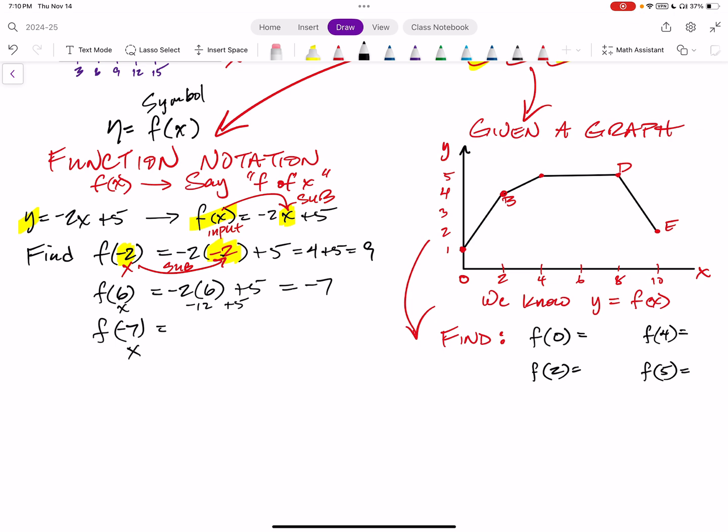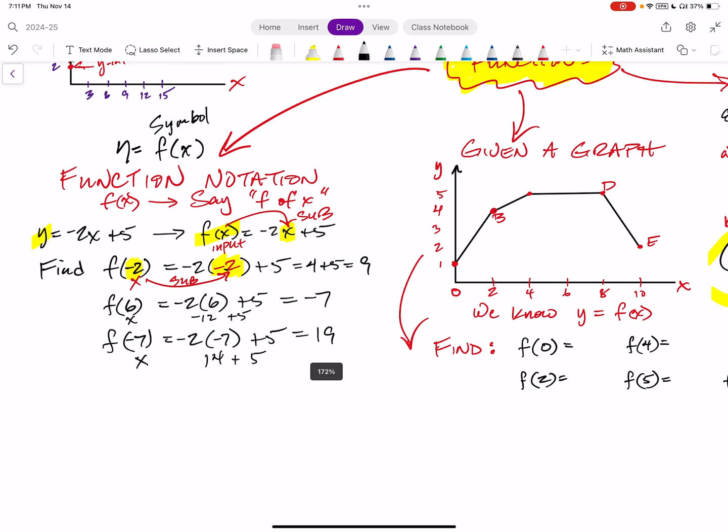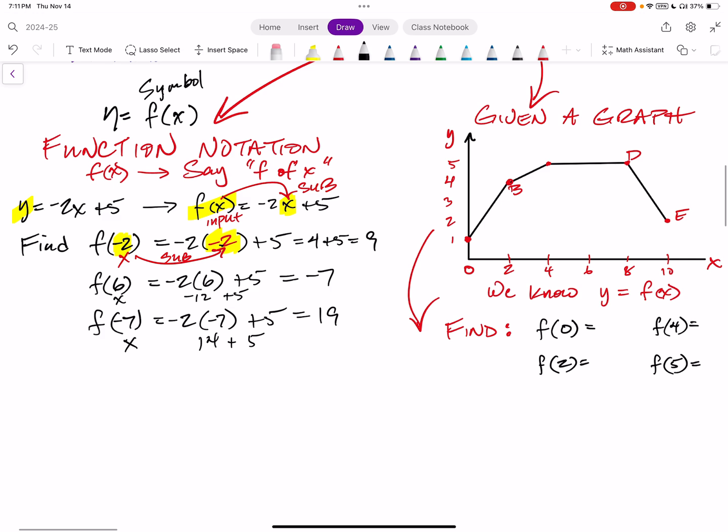When x is negative 7, you get negative 2 times negative 7 plus 5. You always multiply first, so we get 14 here plus 5, you get a total of 19. And that is just a little review of function notation, which we studied. If you look back at your previous lessons, I think it was 215 or whatever in Unit 2, that's labeled function notation. You guys can go and review that.